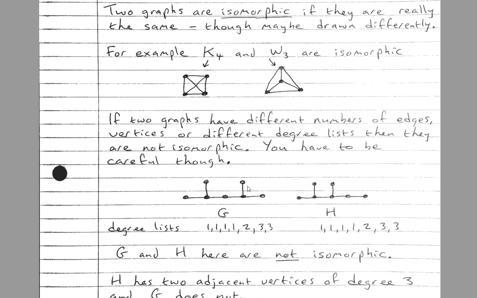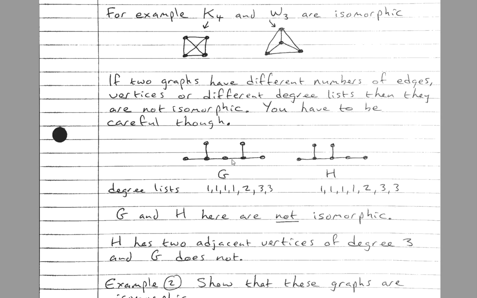Here's an example. So here's G, here's H. They both have 7 vertices and 6 edges. Their degree lists are also the same: 4 pendant vertices of degree 1, 1 vertex of degree 2, and 2 vertices of degree 3. But these 2 graphs are not the same.